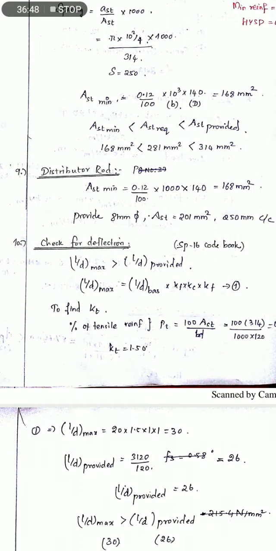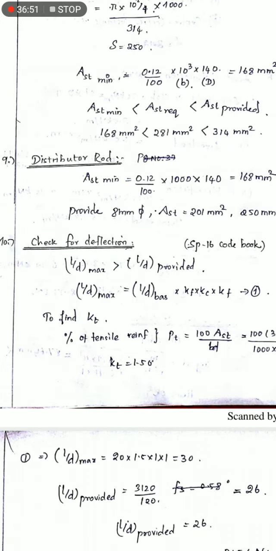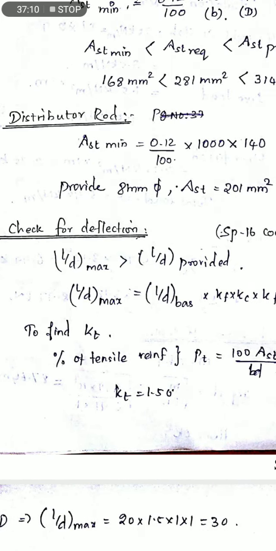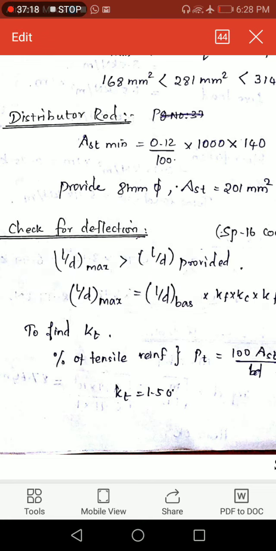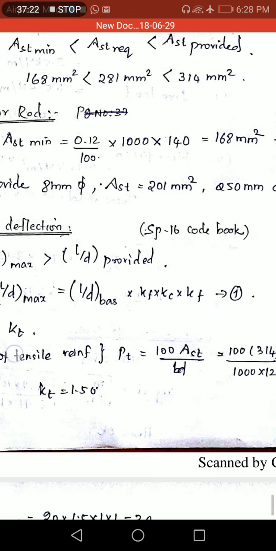Then the last one, deflection. Because it is a flexural member, it will bend, therefore we will check deflection. Also, all the dimensions we assumed as per codal provision, that's why we must check deflection. The condition is L by D max should be greater than L by D provided. L by D max is already seen earlier: L by D basic into KT into KC into KF.